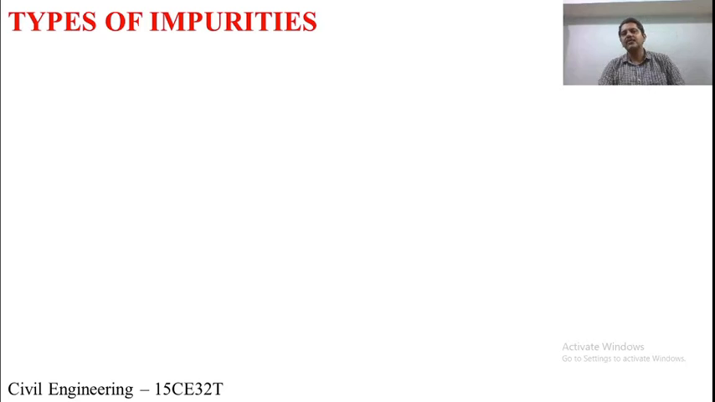So what are the types of impurities? Mainly we can classify them into two types of impurities, that is, one that is soluble in water and one that is not soluble in water.